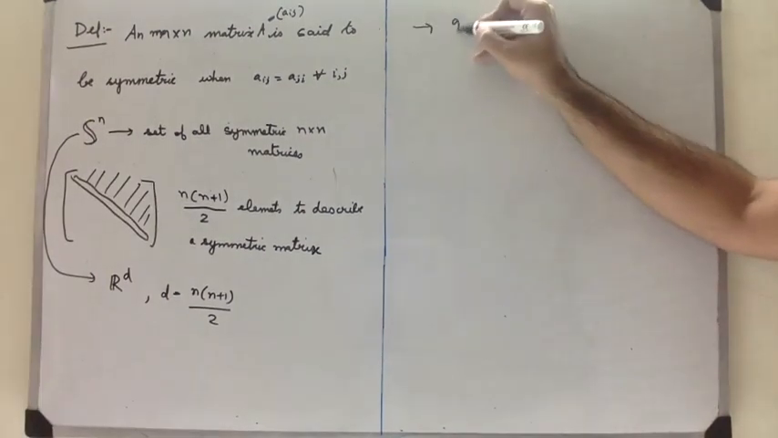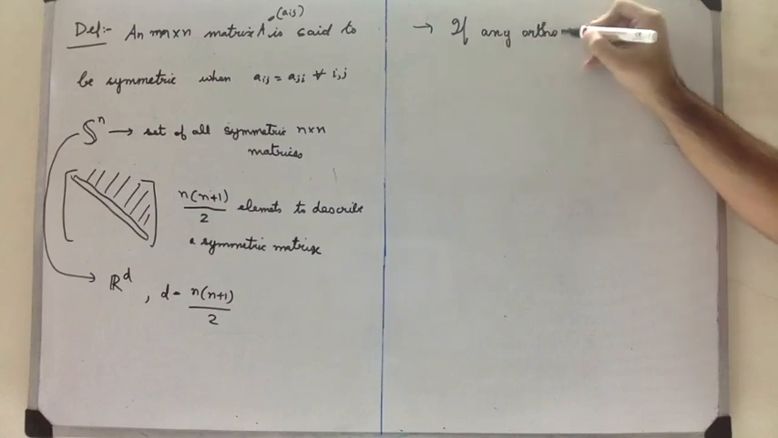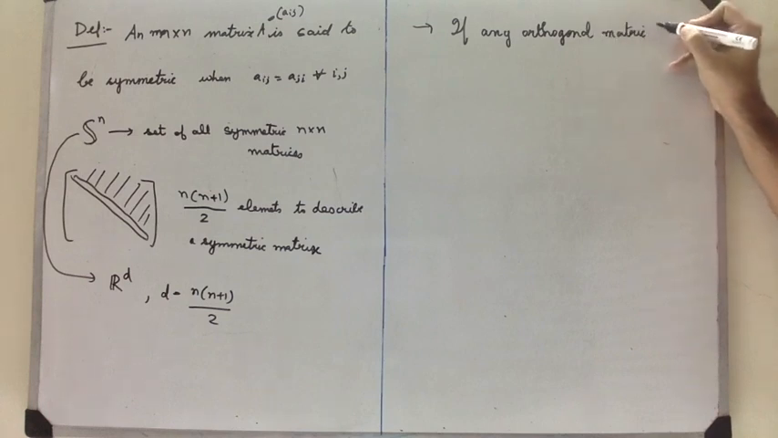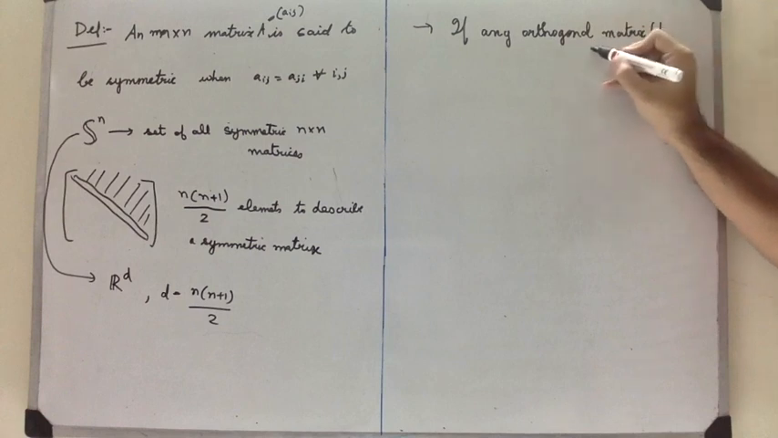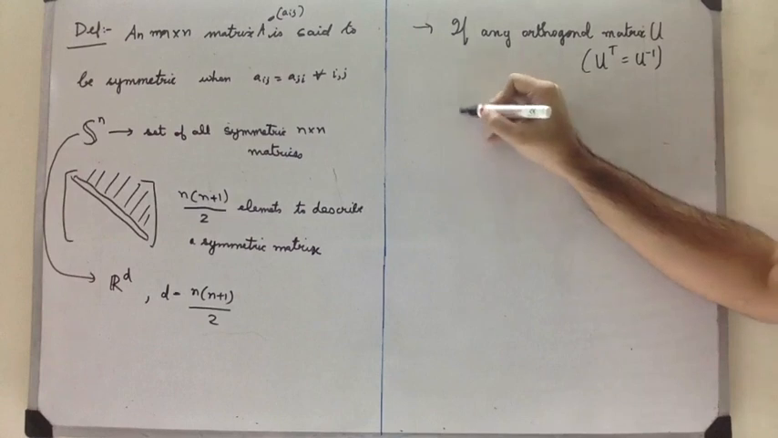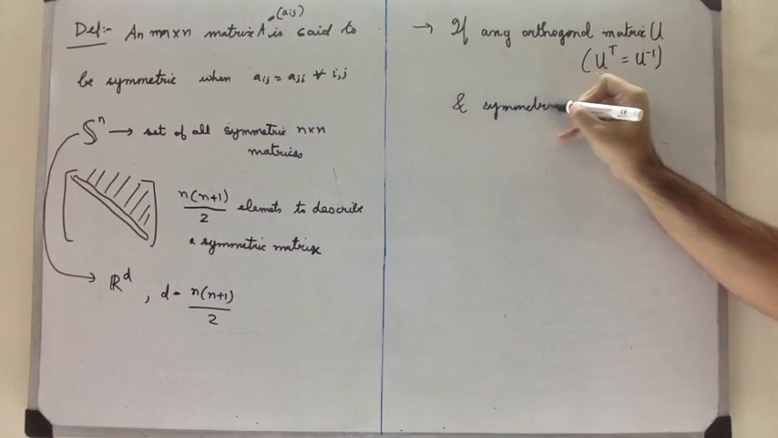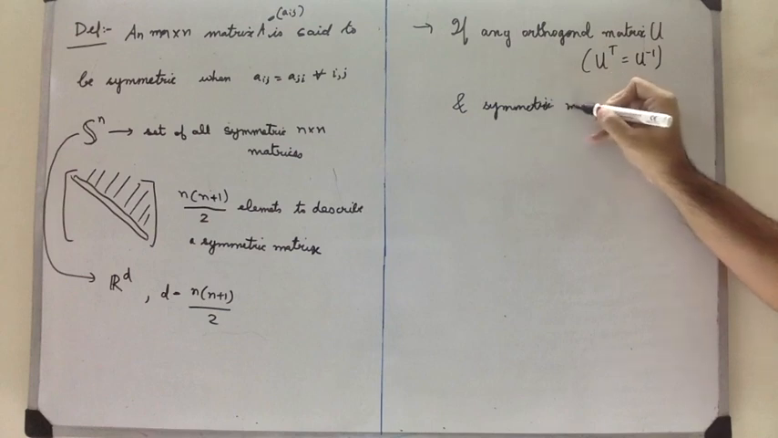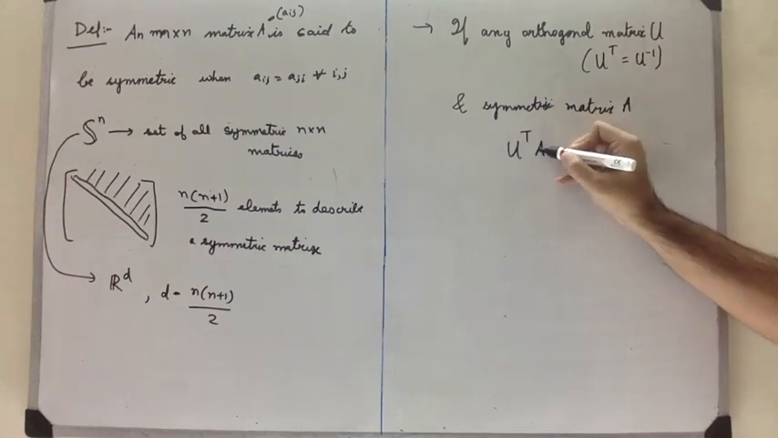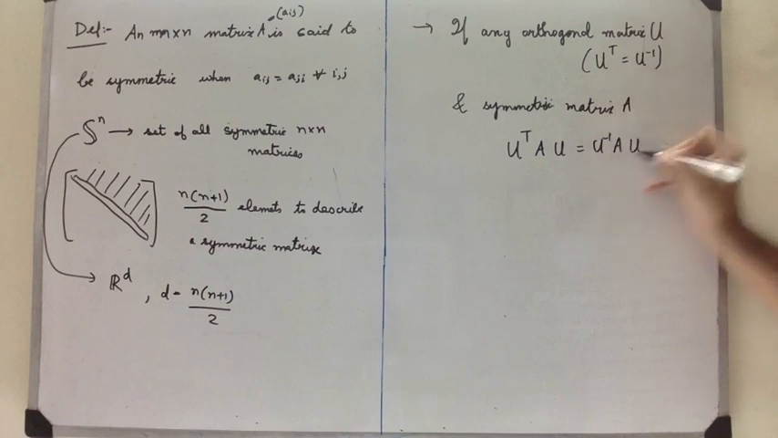Now, if you have any orthogonal matrix U, by orthogonal we mean U transpose is U inverse, and a symmetric n cross n matrix A, then U transpose A U or U inverse A U is also symmetric.